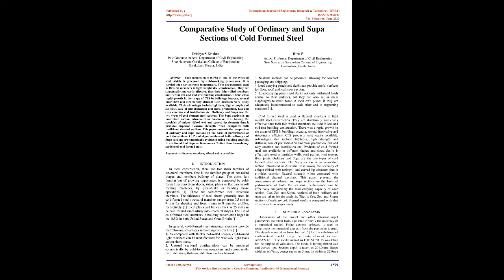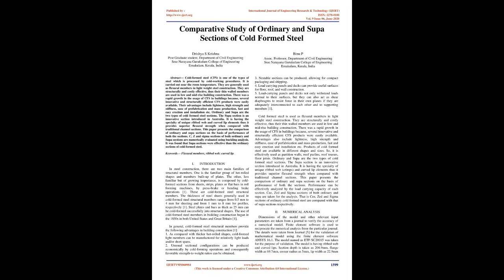Introduction. In steel construction, there are two main families of structural members. One is the familiar group of hot-rolled shapes and members built up of plates. The other, less familiar but of growing importance, is composed of cold-formed sections made from sheets, strips, plates, or flat bars in roll-forming machines, or by press brake or bending brake operations. These are cold-formed steel structural members.